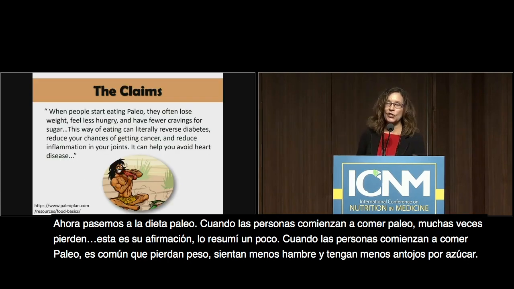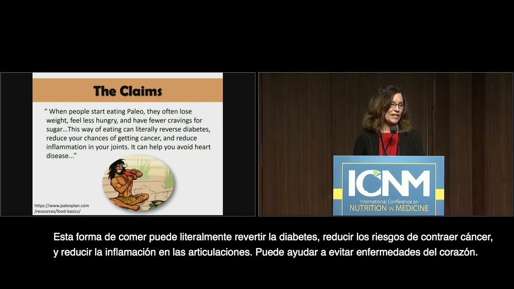So when people start eating paleo, they often lose weight. This is their claim, and I shortened it a little bit, but when people start eating paleo, they often lose weight, feel less hungry, and have fewer cravings for sugar. This way of eating can literally reverse diabetes, reduce your chances of getting cancer, reduce inflammation in your joints. It can help you avoid heart disease.